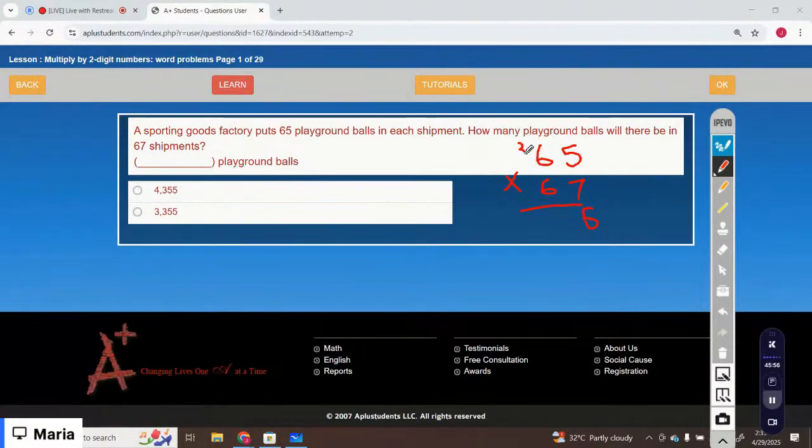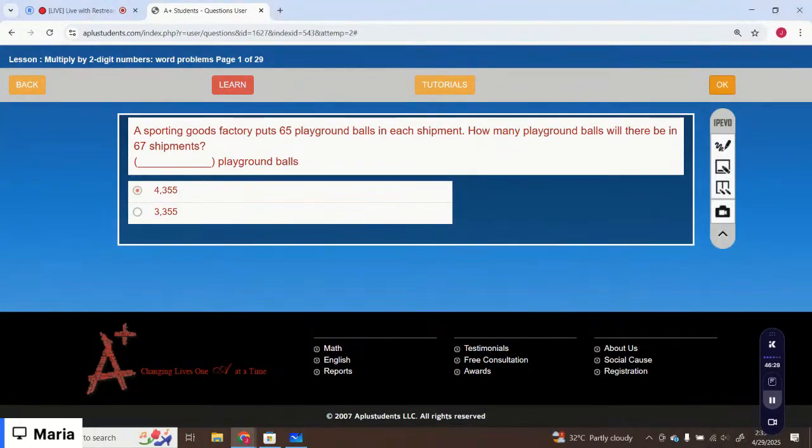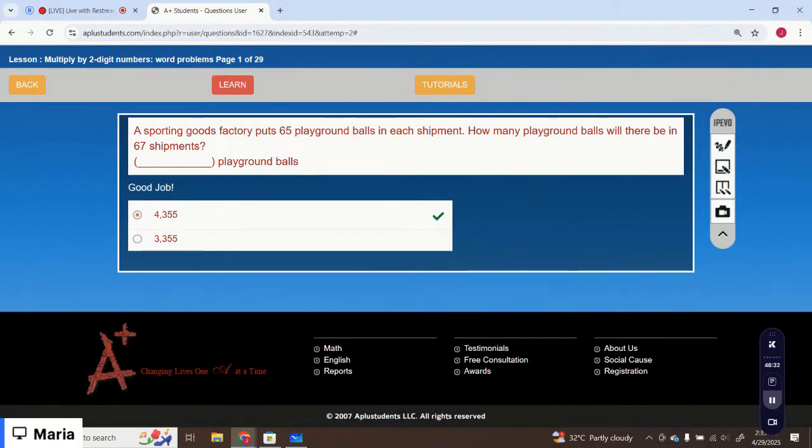7 times 5 is 35, write 5 and carry 3. 7 times 8 is 56 and 3, 59. Now I'm going to multiply the tens. 6 times 5 is 30, write 0, carry 3. 6 times 8 is 48 and 3, 51. So add them up. That is 5,695. Option number 1 is the correct option. Very good.